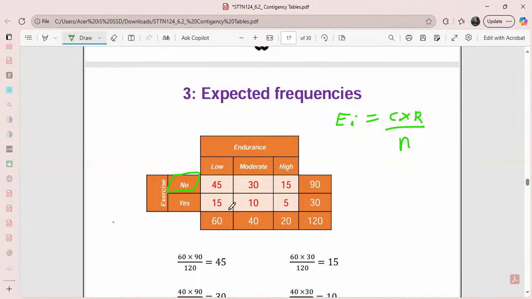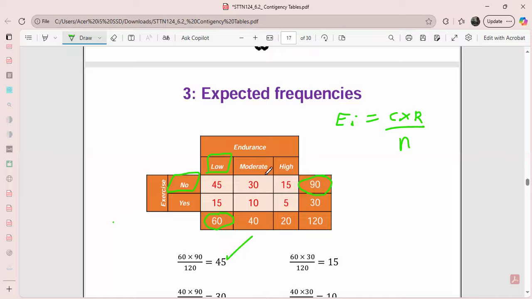Let's start with the column total. We start with the one for low. What is the column total for low? It's 60. So 60 multiplied by the row total of 90, divided by n, which is 120. You get this.